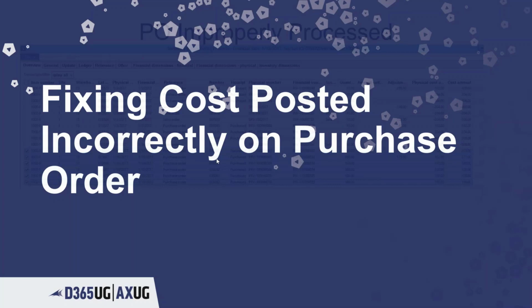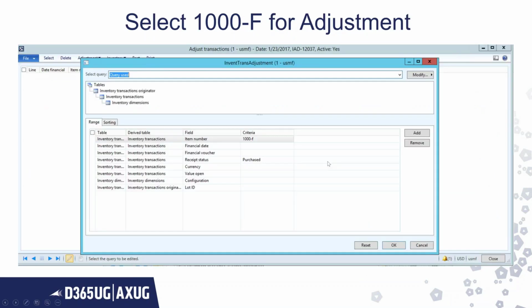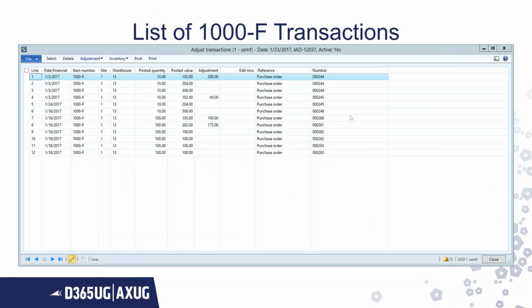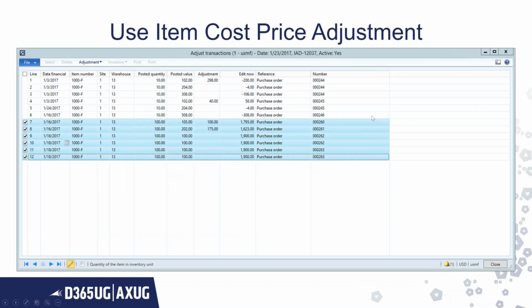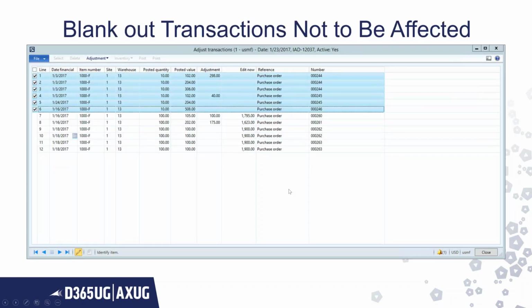So again, a purchase order improperly processed. This is redundant, so I apologize for that. Adjustment. There's your list of your 1000 F transactions, so we're just doing the same thing. Here's your edit now. I cleared out these edit nows here, so I'm only affecting these that I wanted to impact. And again, notice how this is showing an adjustment, and edit now shows you what additional adjustments come. So I want to make sure we know that.